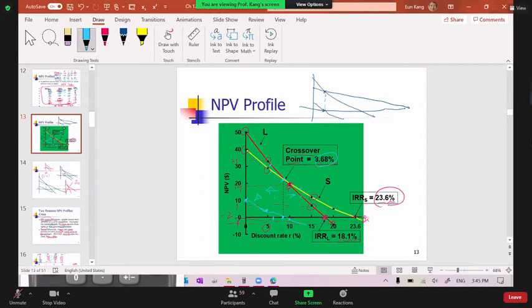Then there is a conflict. Using the IRR rule, you always choose S no matter what. Using the net present value rule, sometimes you choose L, sometimes you choose S, depending on your cost of capital, right? So there is a conflict. Which one do you think is better, net present value or IRR?